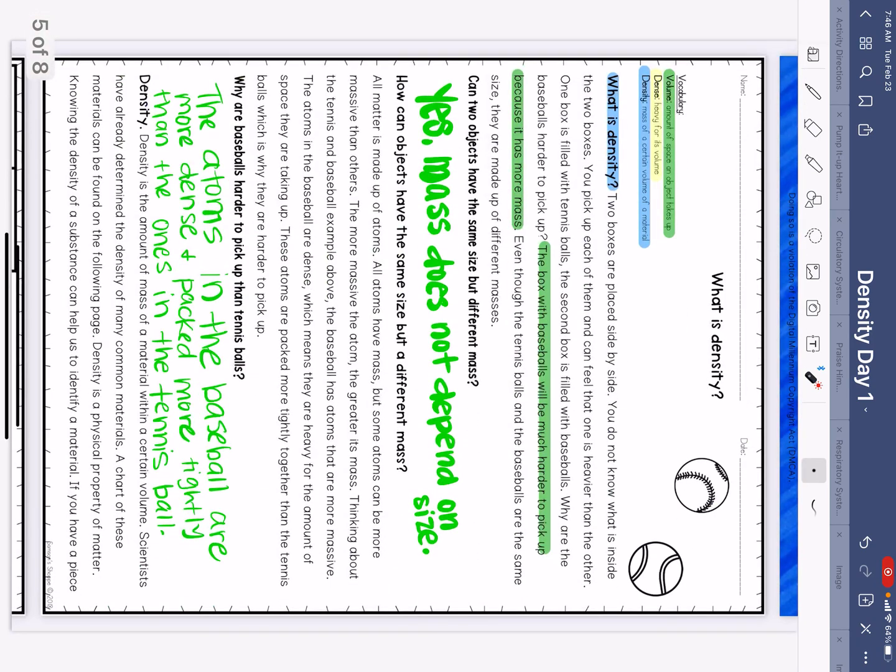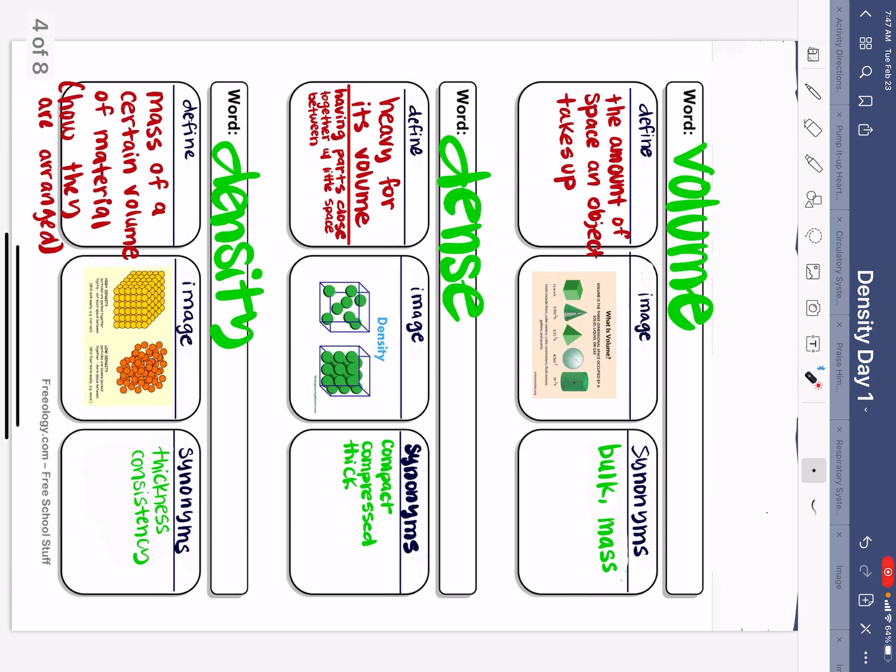I've got 3 vocabulary words that I want to go over. I want to read this part to you first. What is density? Volume: the amount of space an object takes up. Dense: heavy for its volume. Density: the mass of a certain volume of a material. Now here, I went ahead and did this part for you so you won't have to do it, but you are responsible for knowing this, so you need to keep this and study over it.